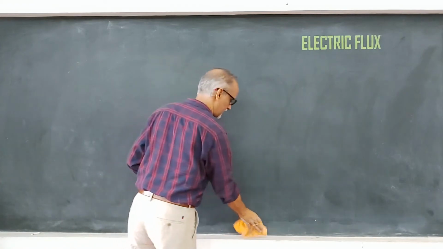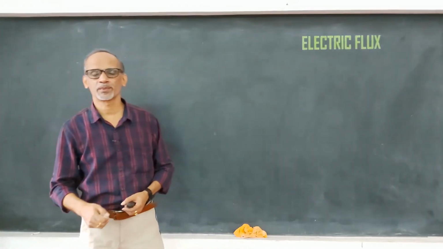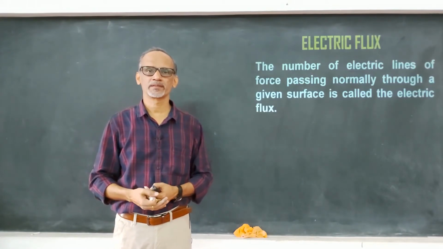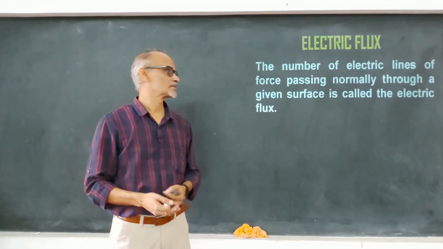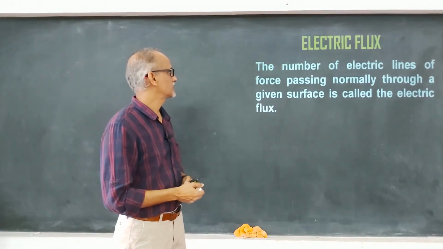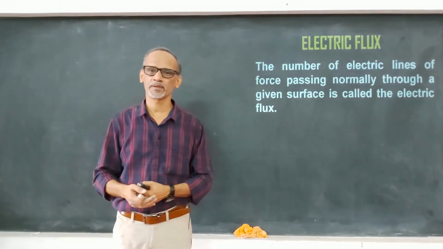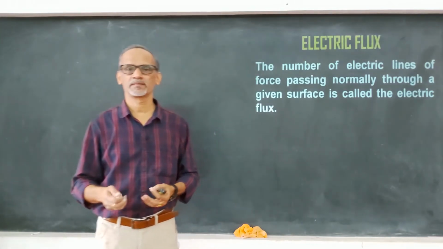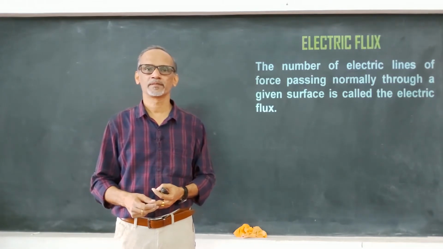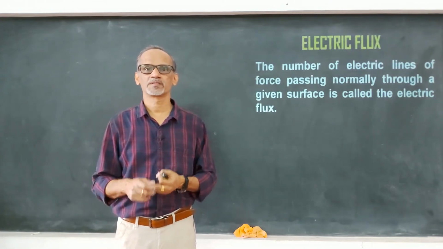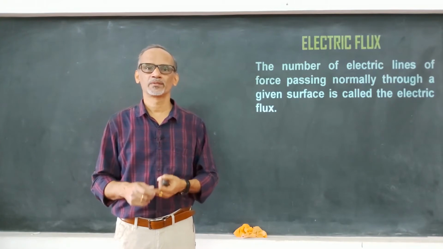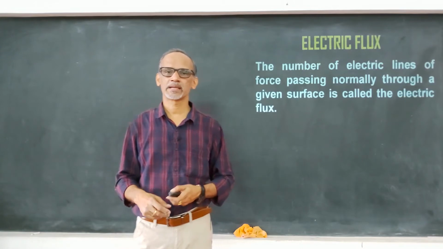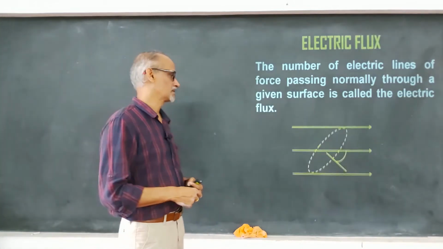Based on these electric field lines, we can measure a physical quantity, and it's called electric flux. So how to measure this electric flux? The number of electric lines of force passing normally through a given surface is called electric flux. The number of electric lines of force passing normally through a given surface is called electric flux. Now to understand this, let's consider this particular diagram.